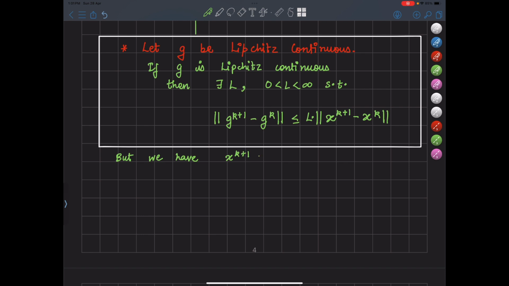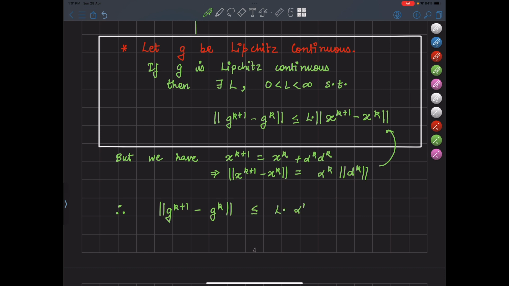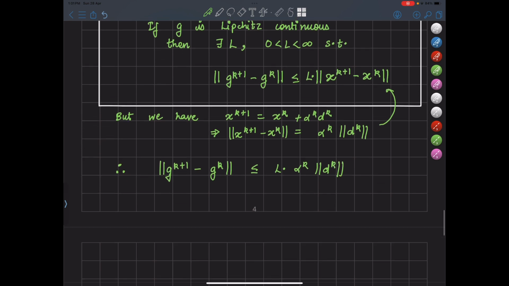But we have x_{k+1} is equal to x_k plus alpha_k d_k, right? So the norm of x_{k+1} minus x_k is equal to alpha_k, which comes out of the norm because it is always positive, times the norm of d_k. Okay, so we'll put it in this equation, which will give us the norm of g_{k+1} minus g_k is less than or equal to L times alpha_k norm of d_k. Alright.